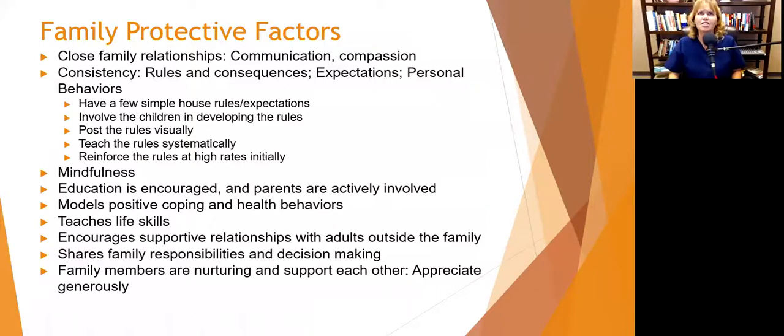Family protective factors: close family relationships characterized by communication and compassion. Consistency in rules and consequences, expectations, and even personal behaviors. They want to see consistency because a lot of times what we do is a whole lot more impactful than what we say to our children. So if we react a certain way or if we do a certain thing, the child wants to see that consistently. Encourage parents to only have a few simple rules or expectations.